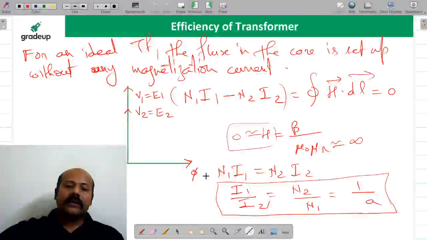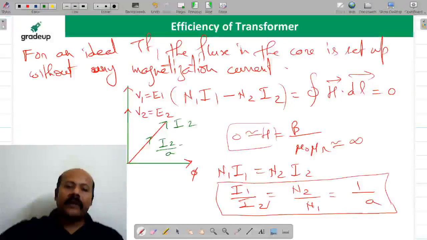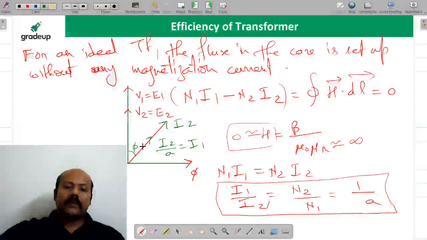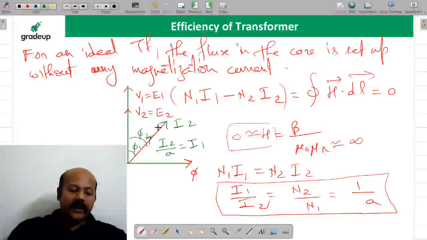And let me write current I1 and I2. Suppose this is your current. This we are writing as I2, and this I2 upon A we are writing as I1. I hope it is clear to all of you. Suppose this is phi 1 and phi 2, that is the power factor angle at the primary and secondary side.